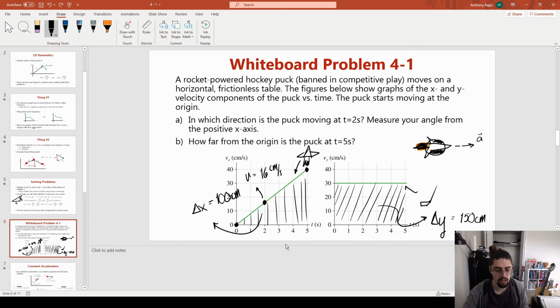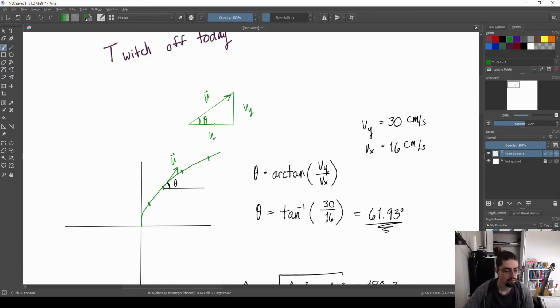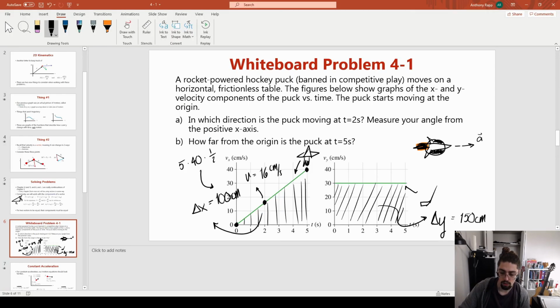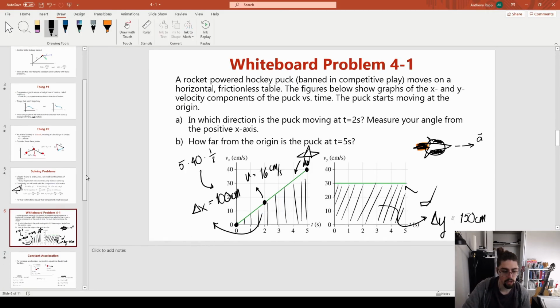To find delta x, yes, 5, 40, and 1/2. Because it's a triangle, we're only getting half of that space. Okay. So I'm going to say, let's keep moving on for now. Let's go ahead and look at the next couple things that we've got going on in here.